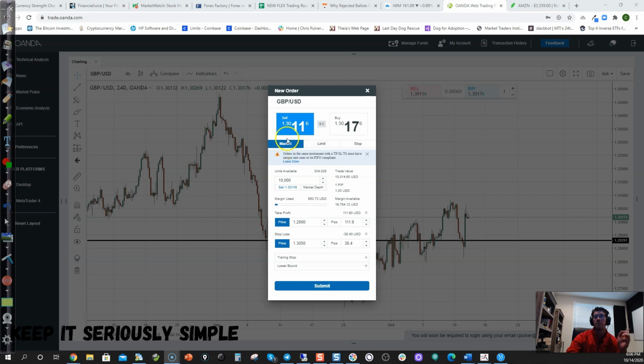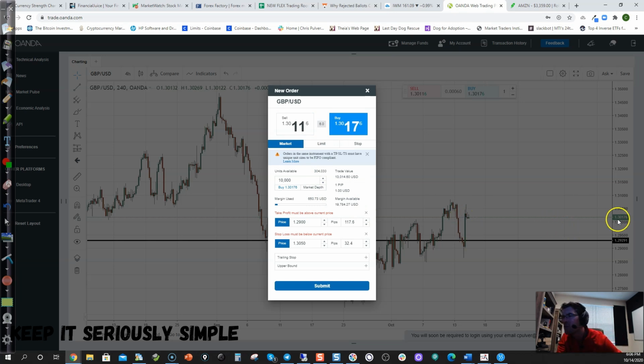If I want to do a market buy, I just click on the buy button. Because current price is 1.3017 and I'm looking at a market buy, I have to put my profit level above that and my stop loss level below that. So let's say I'm going to buy it here at 1.3017, and I want this to go to 1.3100, and that would be an 82 pip profit. If I think that I can keep it really tight around 1.2990, that'd be a 27 pip risk.